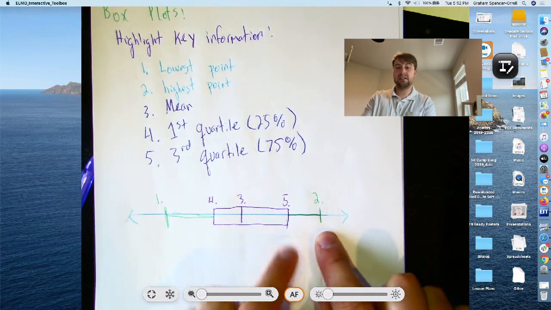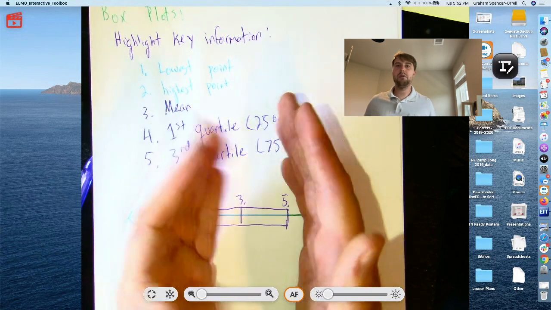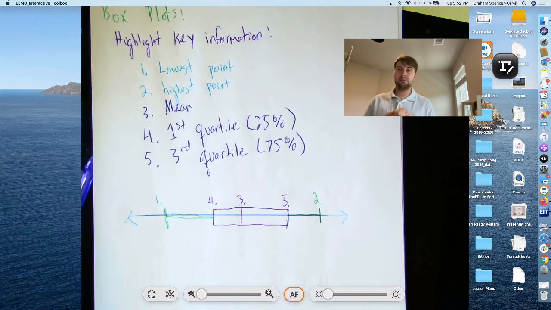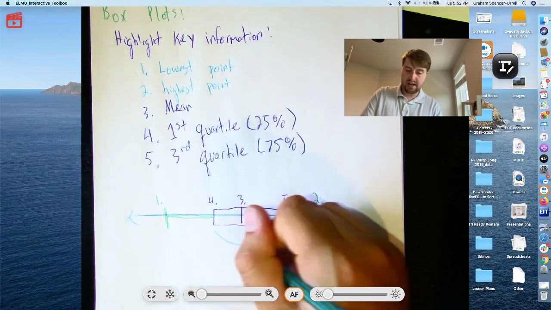We like to focus in statistics on the middle numbers because most of your data is held in the middle, 50%. So this part right here actually makes up your middle 50%.